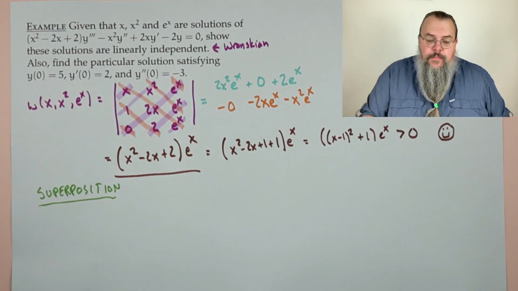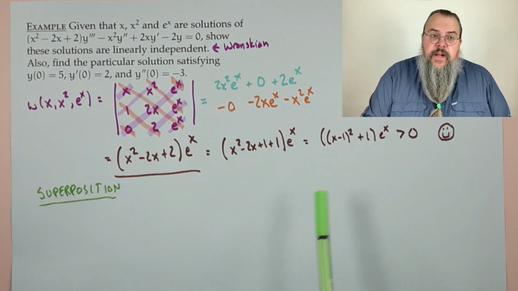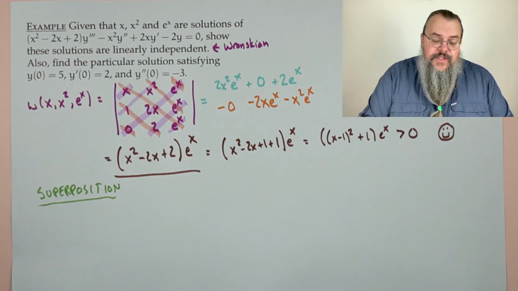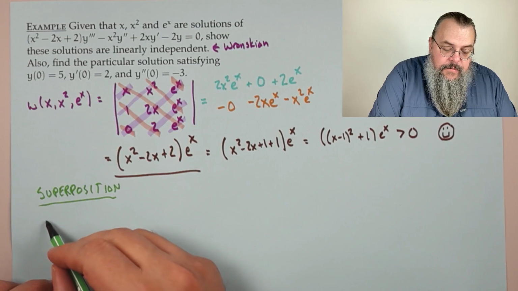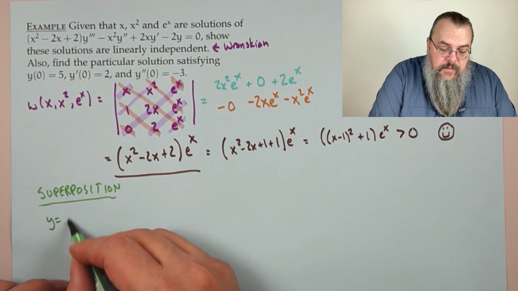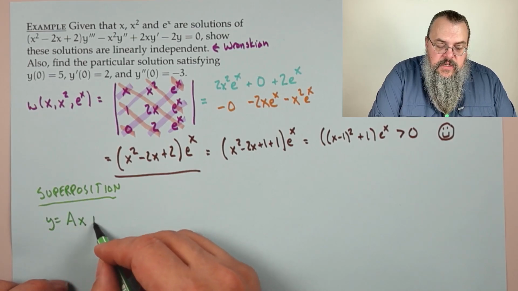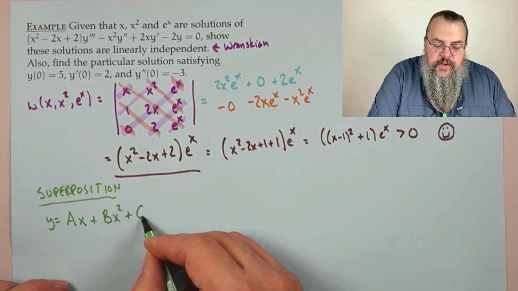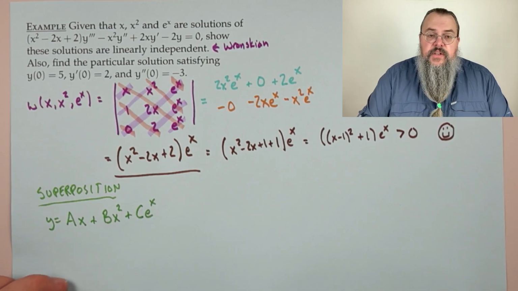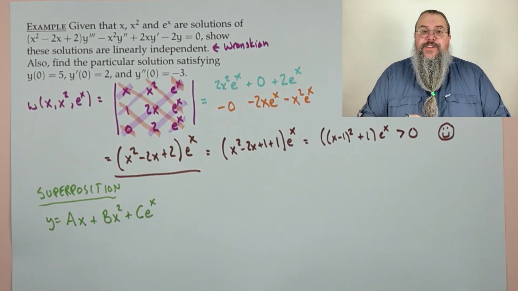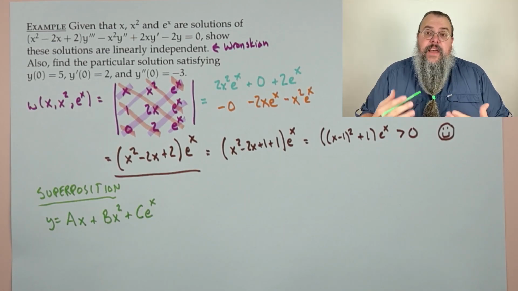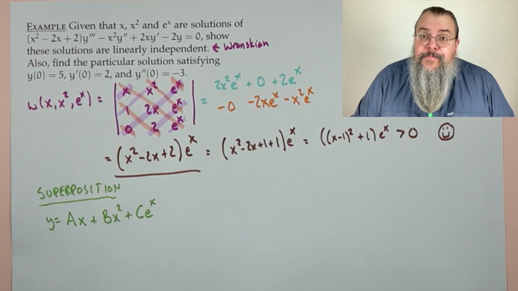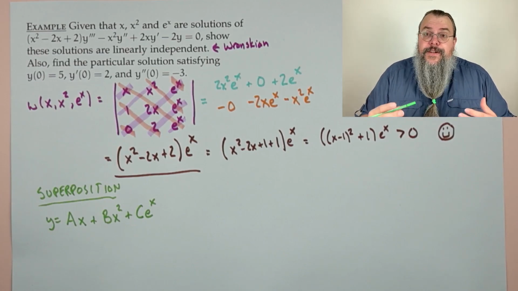In fact, because we know these are linearly independent, we know for sure now that all solutions to this differential equation have the following form, namely some constant times the first solution plus some other constant times the second solution plus a third constant times the third solution. So every solution looks like this. So now it's just a matter of saying, well, what are the right values for A, B, C? And once we find that, we're done.